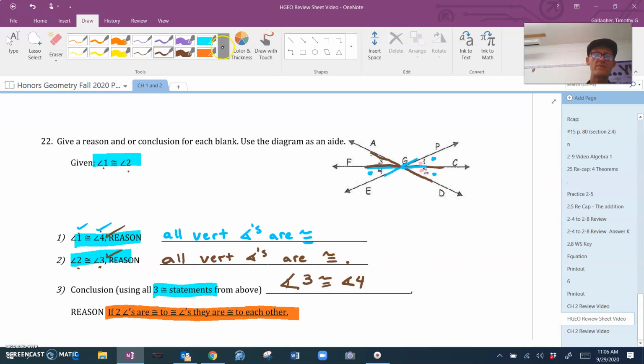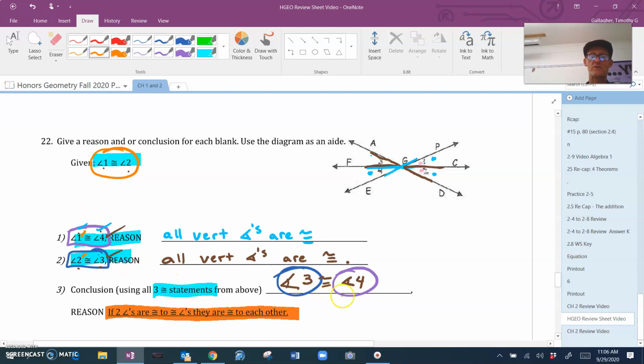You see angle 3, everybody? That's congruent to angle 2, isn't it? Do you see angle 4? That's congruent to angle 1. But if we go back up, we recognize, of course, that angle 1 is congruent to angle 2. So that makes angle 3 congruent to angle 4. And that's the transitive property.